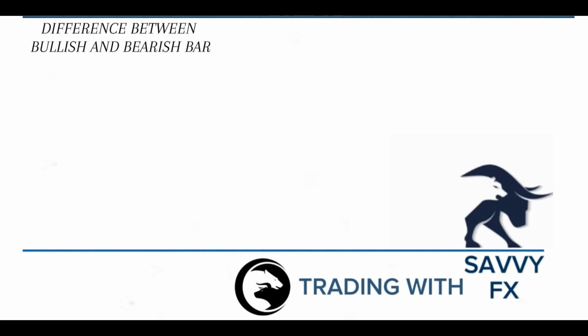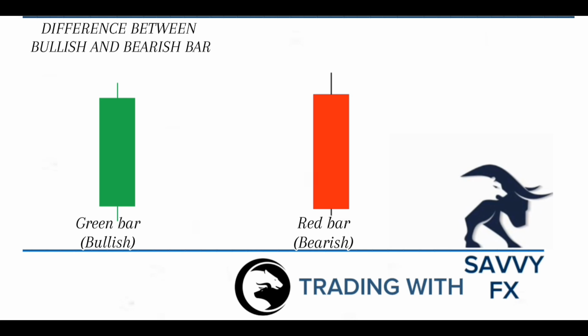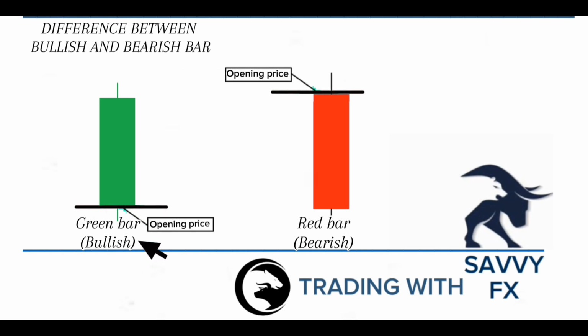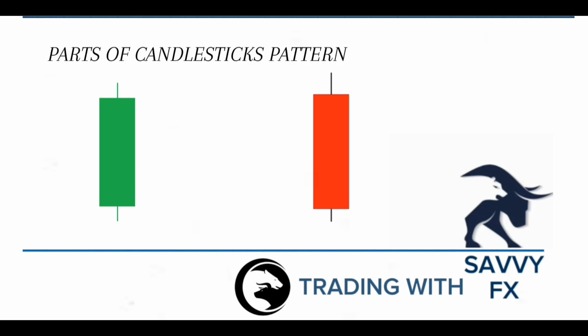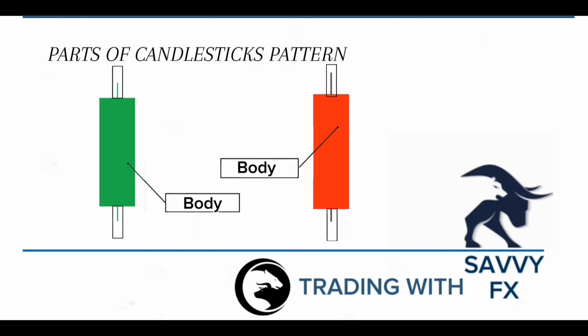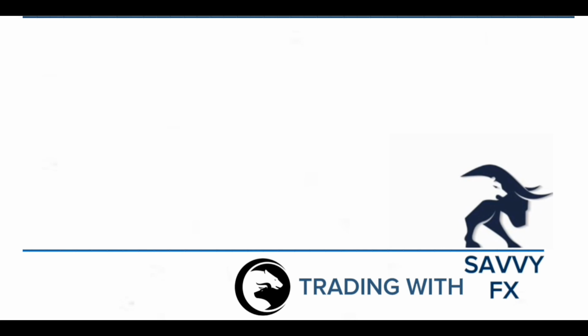The main difference between green, bullish, and red, bearish, candlesticks is the position of the open and close. A bullish bar, green, shows prices closing higher, while a bearish bar, red, shows prices closing lower for a session. Candlesticks are made up of two main parts, the body, over here, and the wick, right here. These are the two main parts of a candlestick.